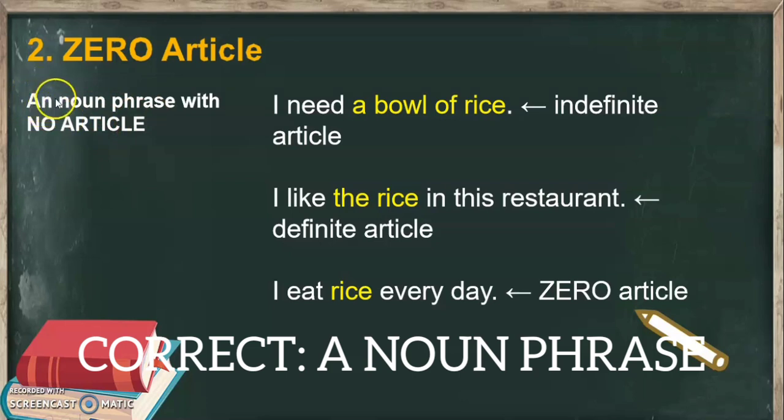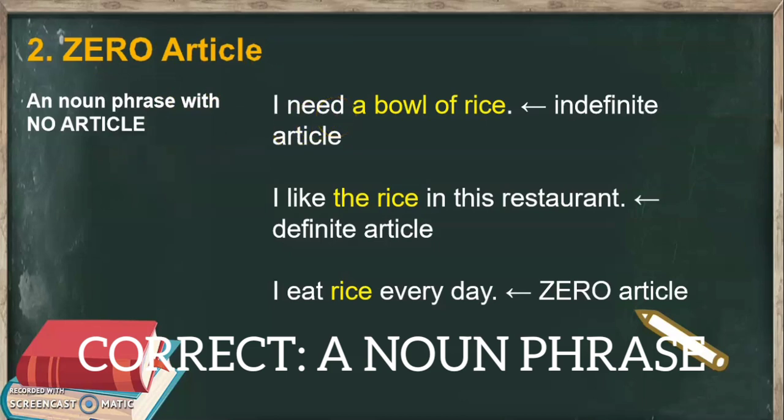I'm so sorry, this is a mistake here. It should be "a", not "an". Just a typo error. A noun phrase with no article.